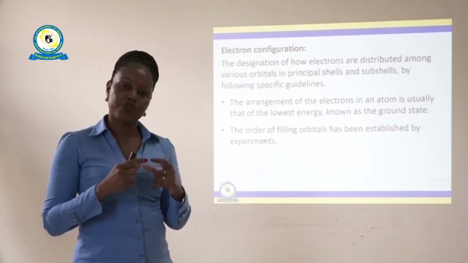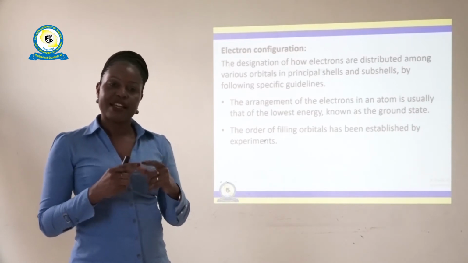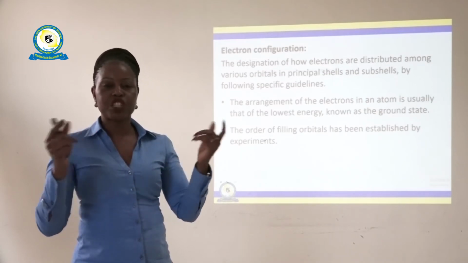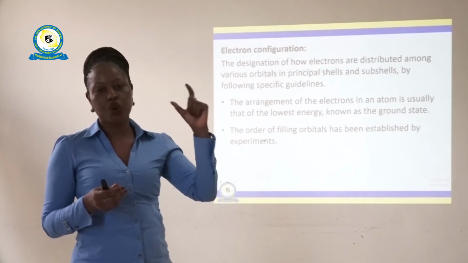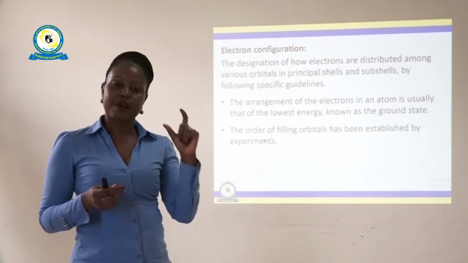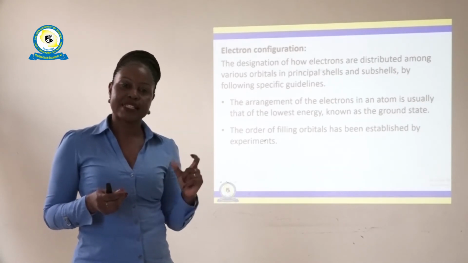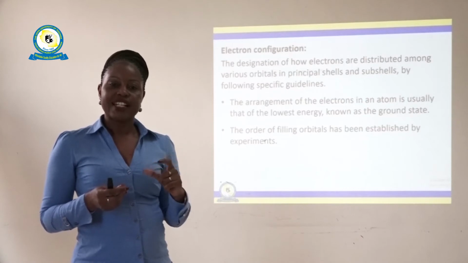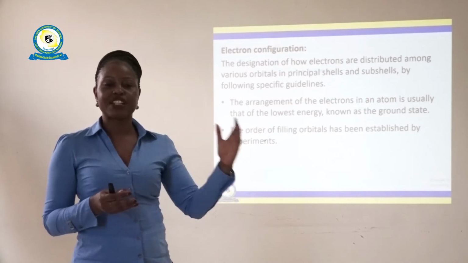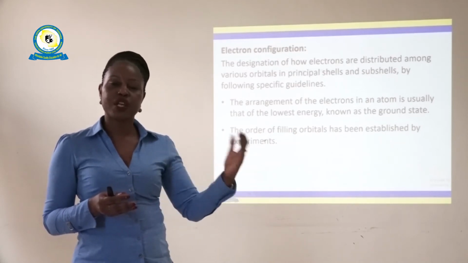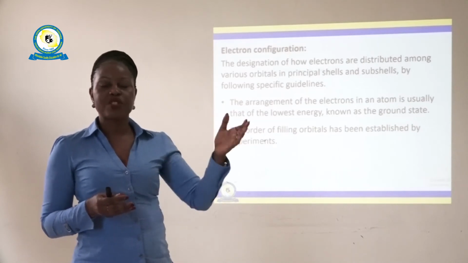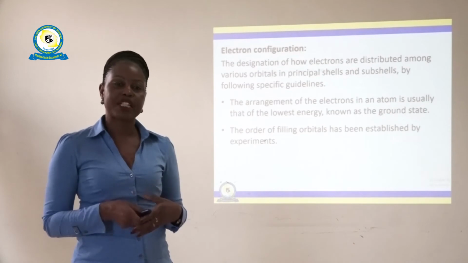What is electron configuration? This is the arrangement or distribution of electrons among the various orbitals in the principal subshell by following some specific rules or guidelines. And usually the arrangement or the filling of the electrons starts from the lowest energy, which is known as the ground state. And the order of filling these orbitals has been established by doing some experiments.